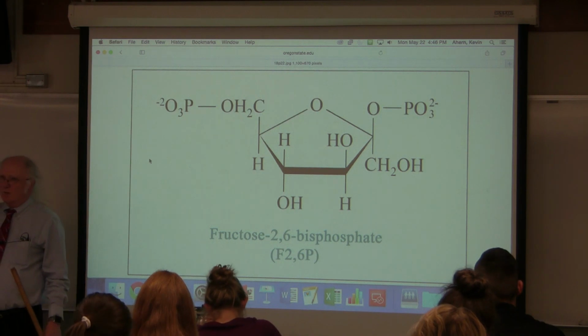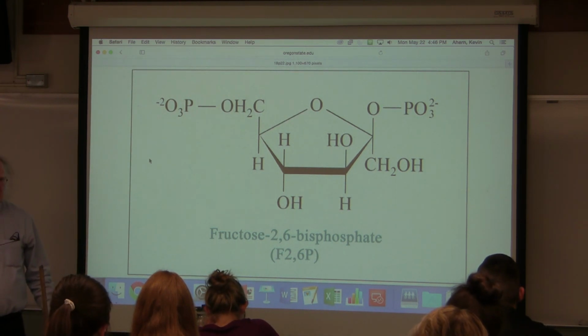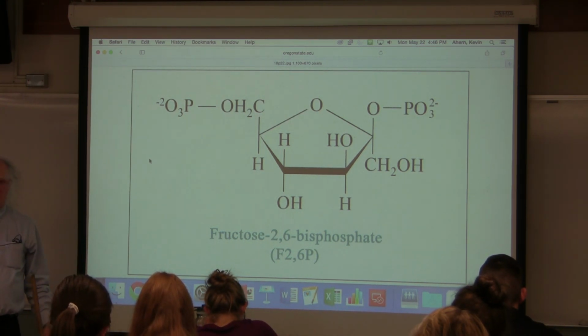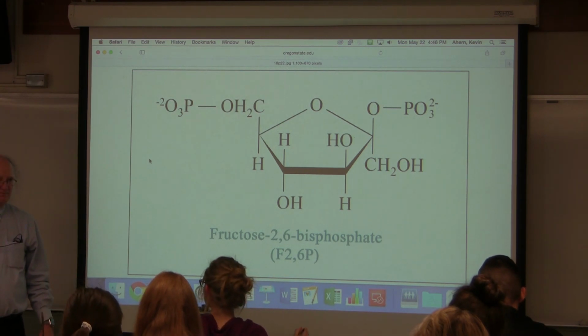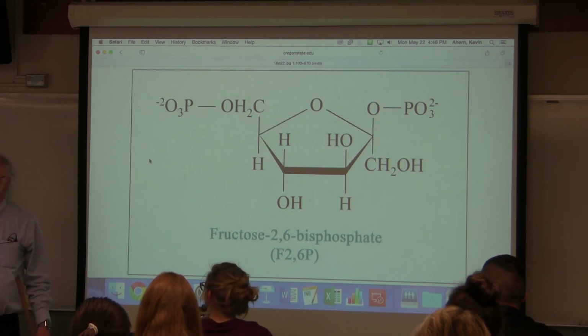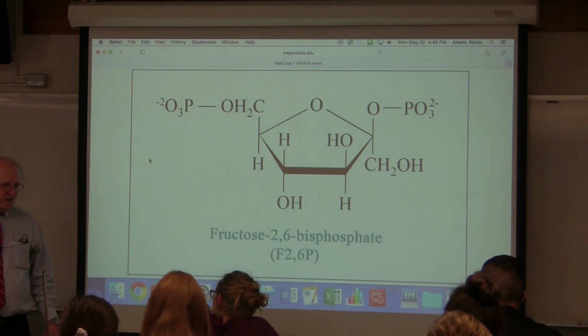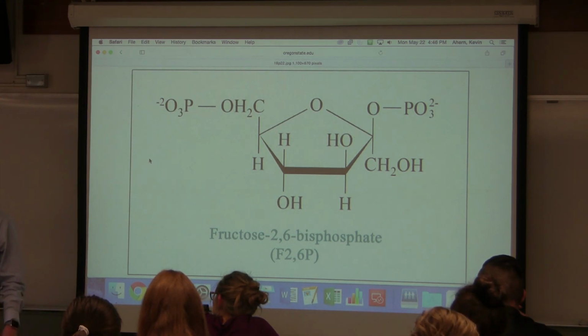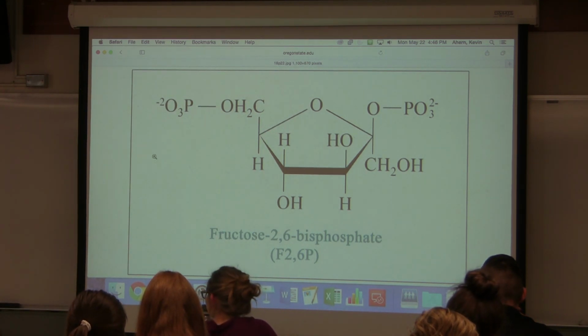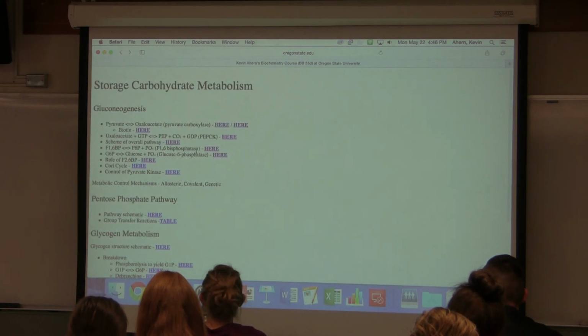Very simple. The cell makes this one molecule. What's going to happen? The cell is going to do glycolysis. It's not going to do gluconeogenesis. If the cell stops making this molecule or breaks this molecule down, it's going to stop running glycolysis, and it's going to start running gluconeogenesis. Reciprocal regulation. Very simple, very, very easy for it to control.